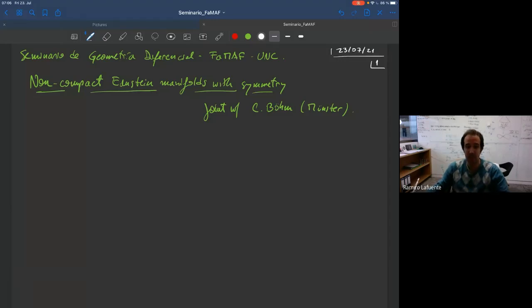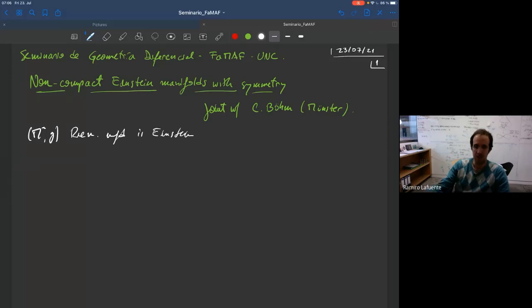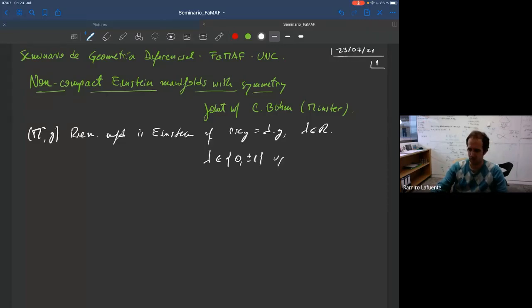I will start with the definition of an Einstein manifold. Let me know if you can't read my handwriting or can't hear me well, and feel free to interrupt at any time with questions, comments, corrections, anything. A Riemannian manifold is called Einstein if the Ricci tensor is a multiple of the metric, where this multiple lambda is some real number. After rescaling, I can assume that lambda is 0 or plus minus 1, because Ricci is scale invariant. I'm going to assume this from now on.